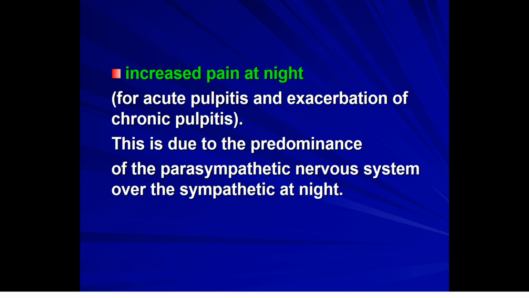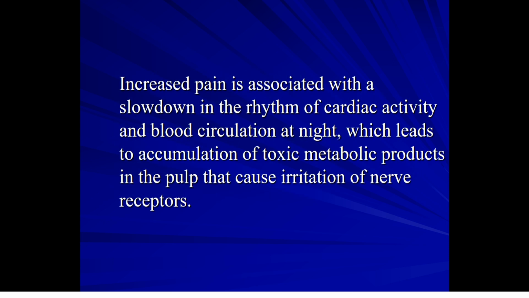Increased pain at night. For acute pulpitis and exacerbation of chronic pulpitis. This is due to the predominance of the parasympathetic nerve system over the sympathetic at night. Increased pain is associated with a slowdown in the rate of cardiac activity and blood circulation at night, which leads to accumulation of toxic metabolic products in the pulp that cause irritation of nerve reception.